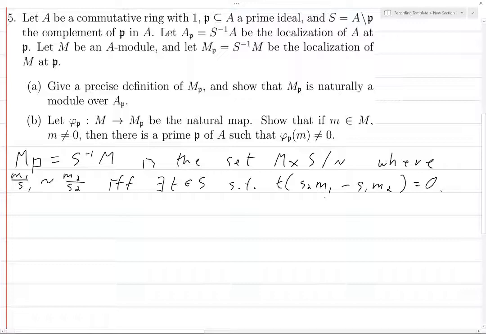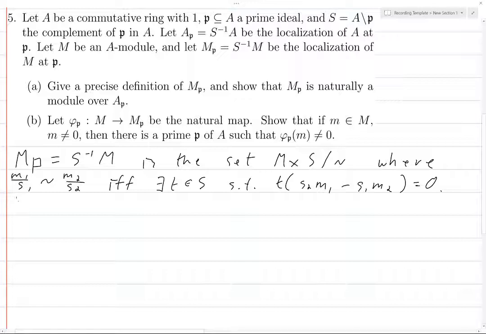And of course, when we say S2 M1, that's because M is an A module, and S2 is an element of S, which is a subset of A. This is just the action of S2 on the module element M1. And of course, M1 and M2 are in M, and S1 and S2 are in A. And like I said here, t is in S, which is A set minus our prime ideal P. Okay, so that's what the set is.